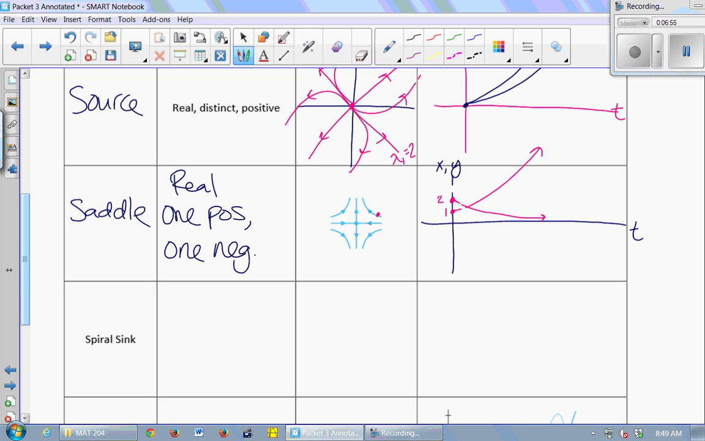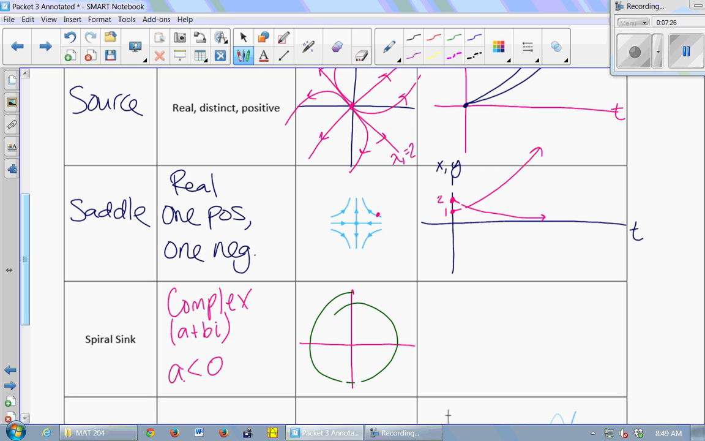Okay, spiral sink. What kind of eigenvalues lead to a spiral sink? Complex. Yep, that makes it a spiral. What makes it a sink? What has to be negative? The a. Yeah, the real part of your complex number has to be negative to get a spiral sink. And so your typical phase portrait just looks like this, spiraling in towards 0.